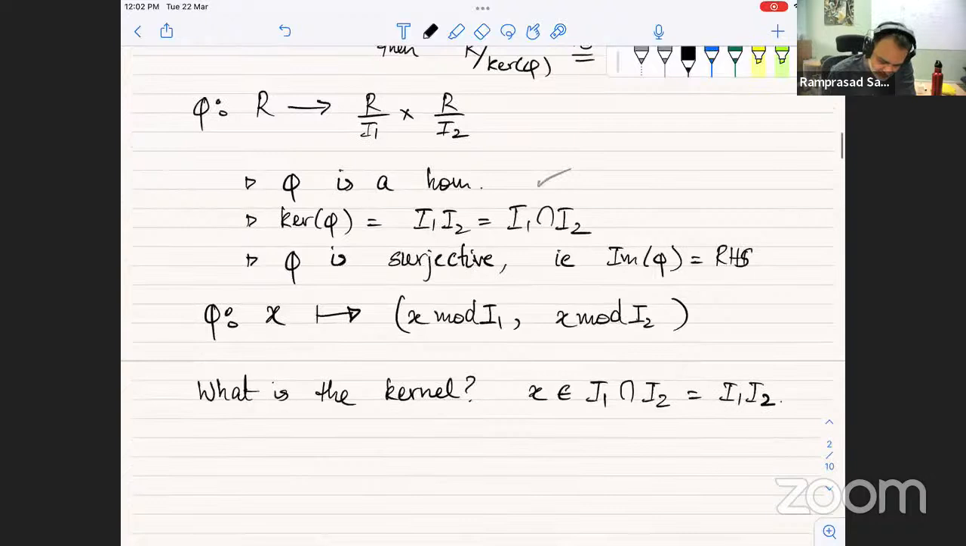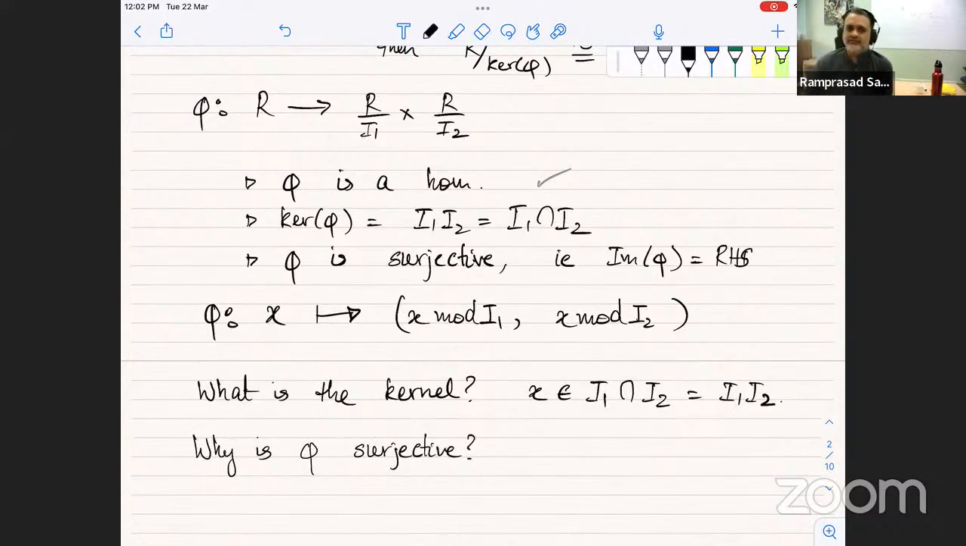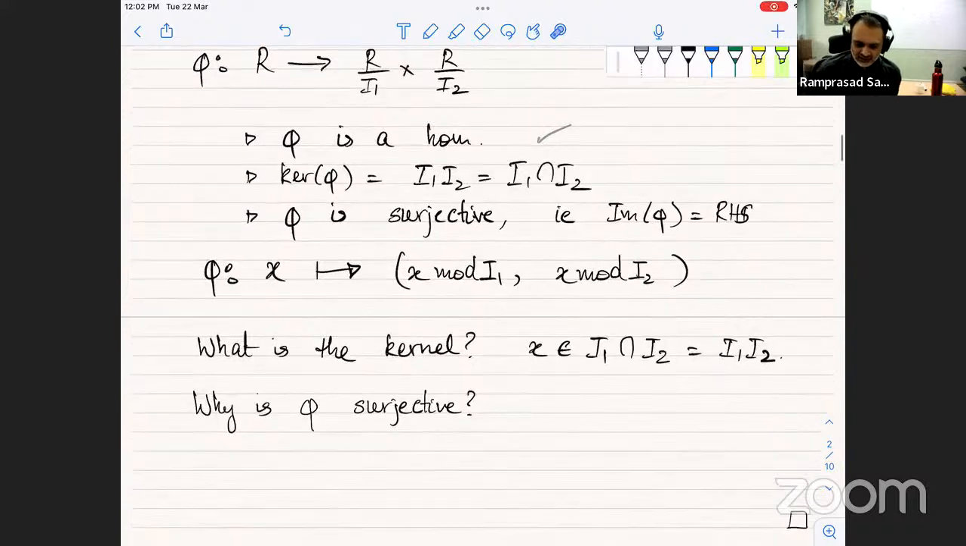And usually the tricky part is, why is phi surjective? Why is it the case that you pick up an arbitrary pair of cosets, and I am supposed to find an X such that it maps to that? So I somehow need to convince you that I actually cover everything.